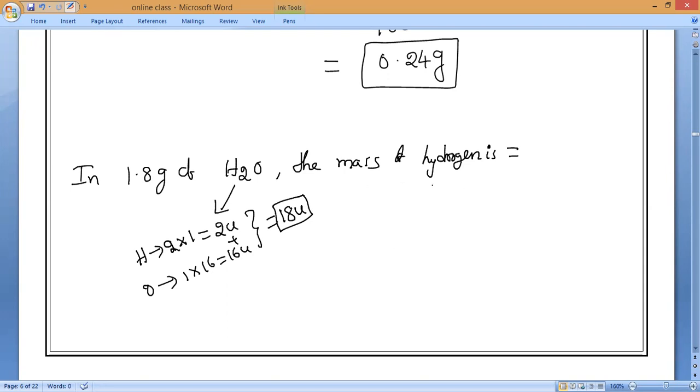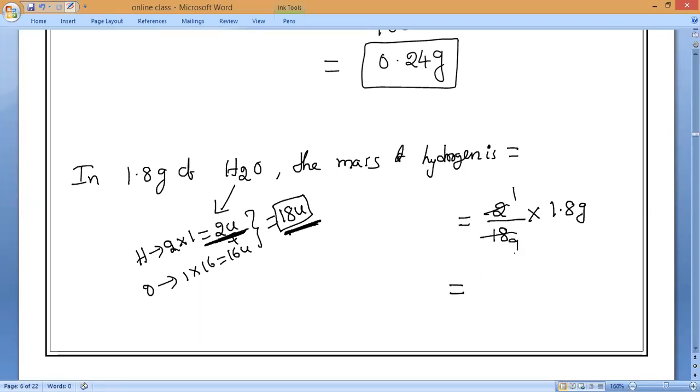Molecular mass of water is 18 U. Okay. Now they are asking the mass of hydrogen, which equals mass of hydrogen divided by molecular mass of water into total given mass. What is the total given mass? 1.8. So please all of you solve this and tell me.